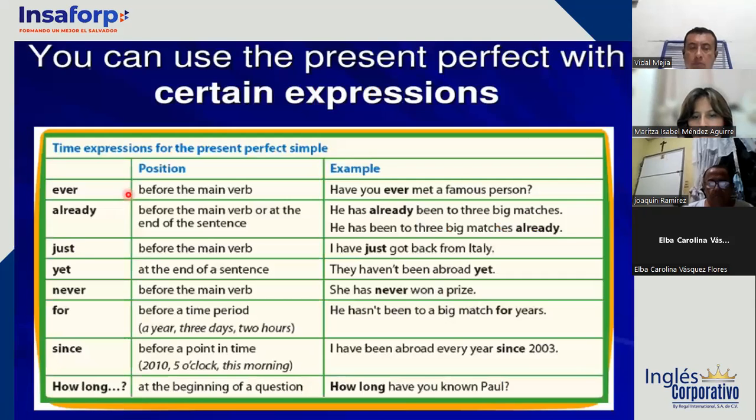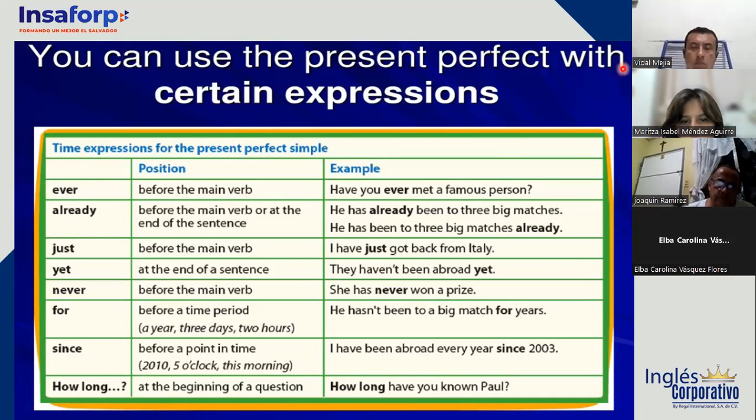We're going to go to the next slide, and here you have specifically all the ones that we just read. So as you can see, we have the position where you have to put every one of them, and of course some examples. Now let me see, Arabin, can you please go ahead and help me with number one? The word, the position, and example all together. Okay. Ever, position before the main verb. Example, have you ever met a famous person?